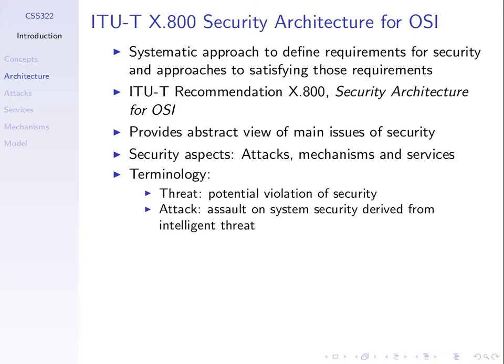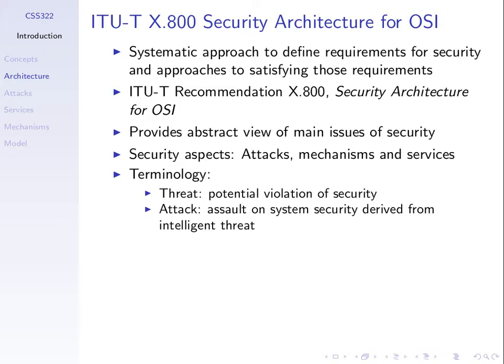Let's just look at some of the terminology that comes from that architecture. There are different aspects that are defined in this architecture, three of them: security attacks, security mechanisms, and security services. We'll go through each of those and list the key types of attacks, key mechanisms available, and the security services that we want to provide.